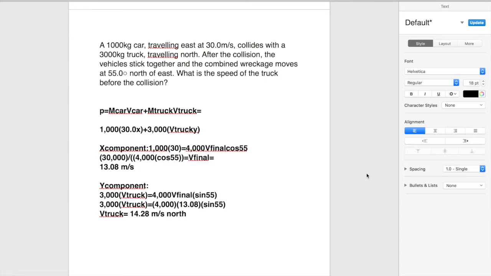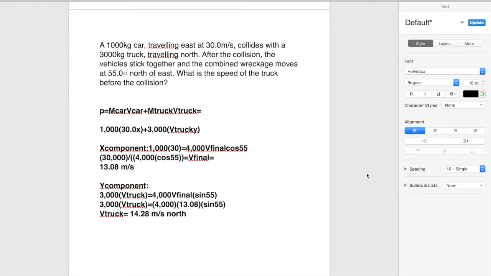We have 1,000 kilograms times 30 meters per second is equal to the combined mass of the truck and the car, which is 4,000 kilograms, times v final cosine of 55. So we can solve for v final to further help us in the problem in the later steps. So 1,000 times 30 is 30,000 divided by 4,000 times cosine 55. Now we use cosine because it is in the x direction. And whenever anything is involving the x direction, we use cosine, and in the y direction it is sine. So dividing by that, we get v final is equal to 13.08 meters per second.